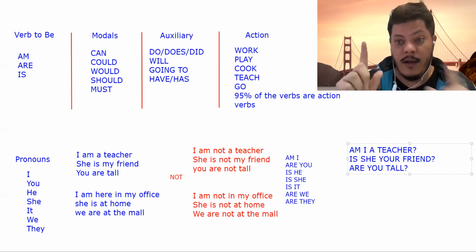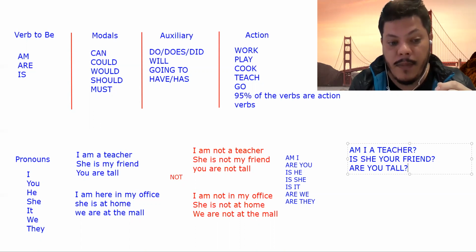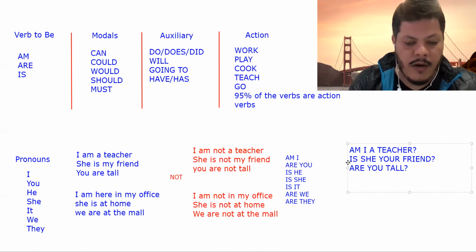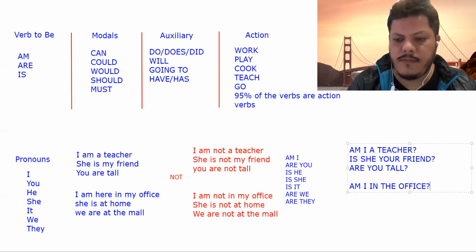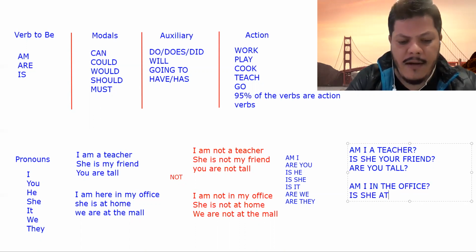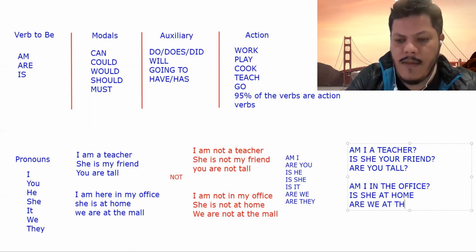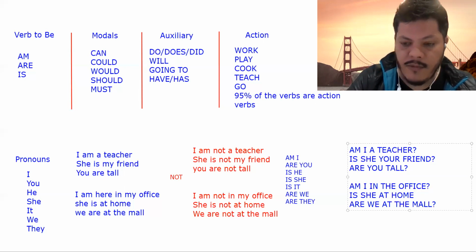It's a question. Again, important thing, guys, a lot of people forget: you have to use the right intonation. It's a question, so you have to make it sound like a question. Are you tall? The next example: am I in the office? See, I'm asking a question. Is she at home? Are we at the mall? You see, I'm asking questions. Oops, I forgot the question mark here.